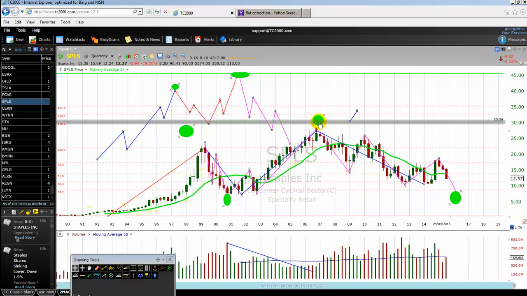Once the B session is completed, we are likely to see the C session of the flat correction. 1, 2, 3, 4, 5. We are now waiting for the fifth part of the C session of the flat correction to be completed. And there's a high chance that the price will come down a little bit more. So all this that you see here, that's what I say to you.